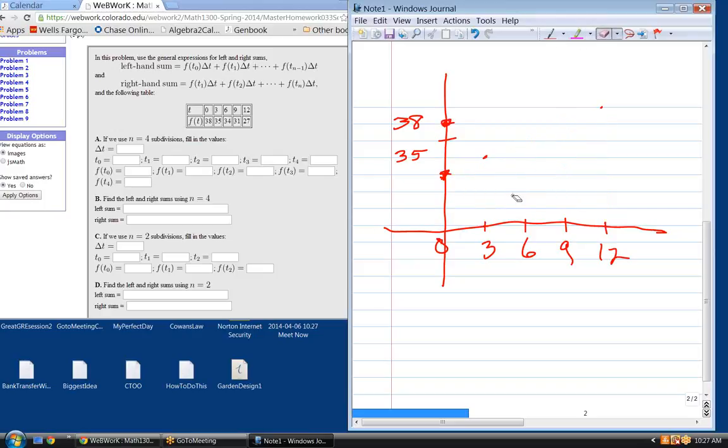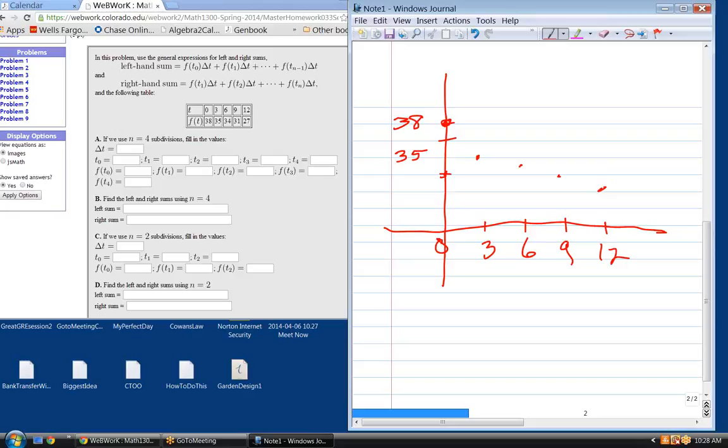It becomes left hand. It does, and notice that left hand will overestimate these as opposed to right hand. So you can't always say whether left hand or right hand overestimates. It depends on the shape of the slope of the graph, really. So let's see, that's 38, that's 35, that's 34, that's 31, and that's 27.